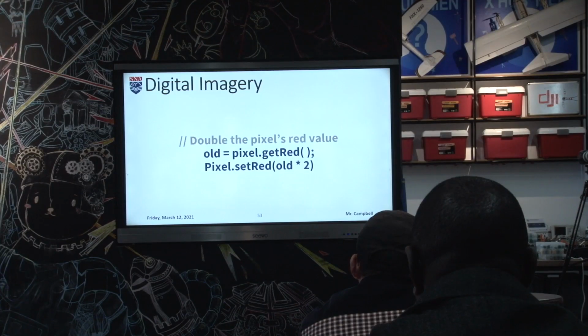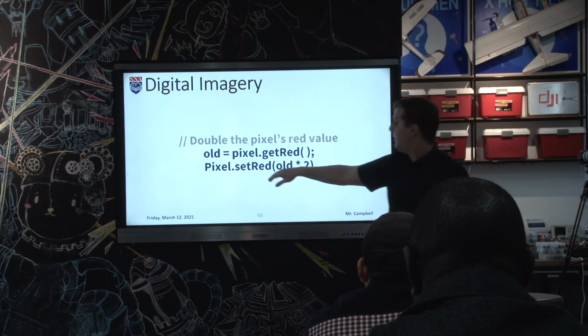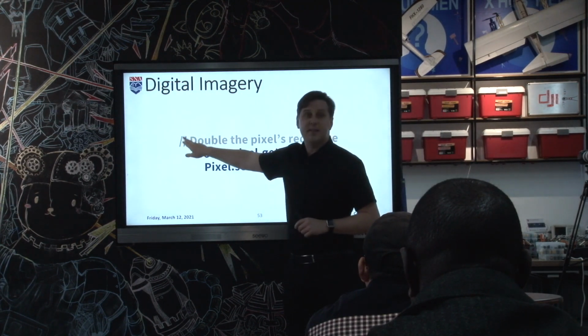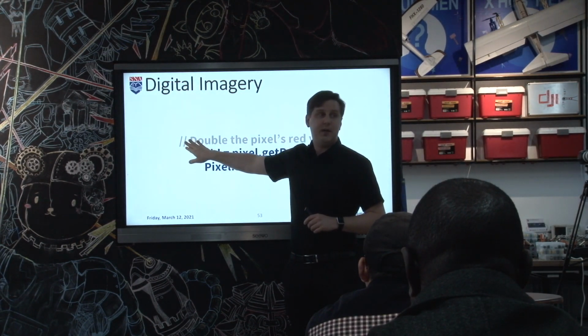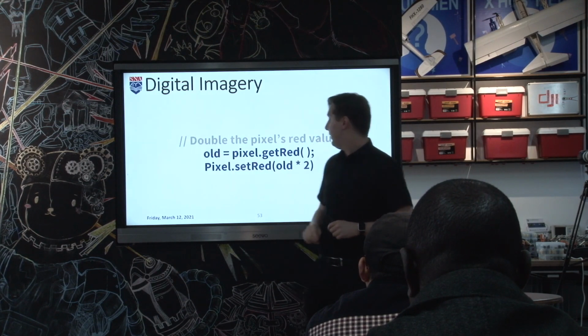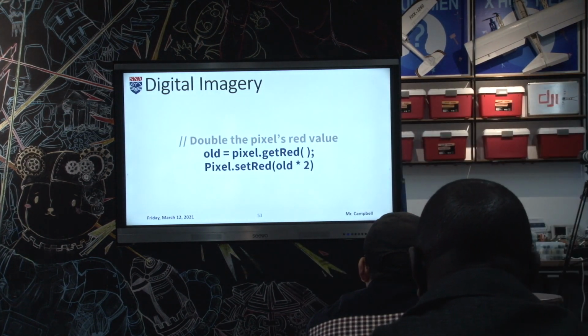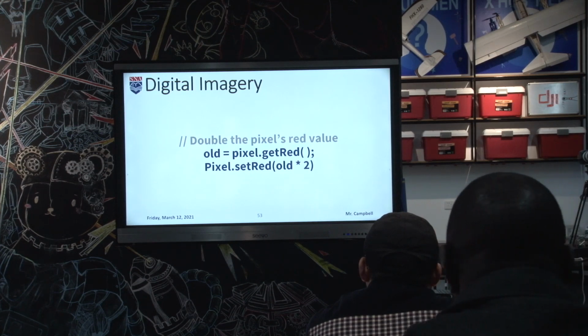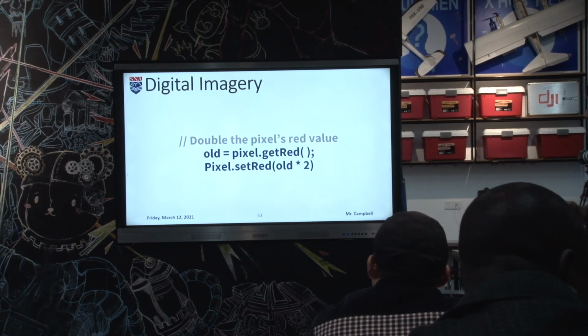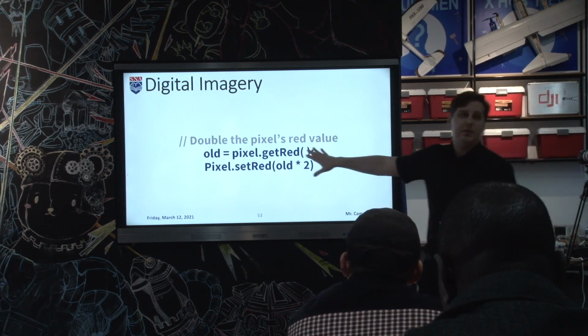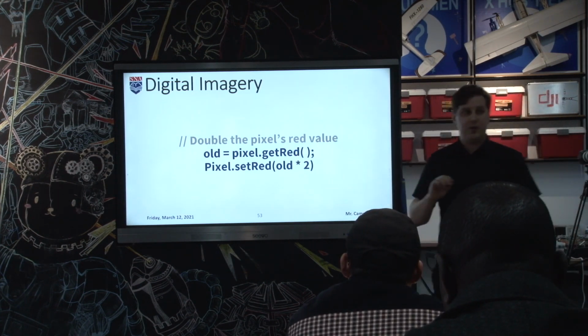So in this case, we have this program code. And in Java, if you want to write a comment to the programmer that has nothing to do with the program itself, you can notate it with a //, and this just becomes a comment to a programmer. So I have this code here: old equals pixel get red, and then I have a new line of code, pixel set red, old times 2. Now, any idea what is happening in these two lines of code?